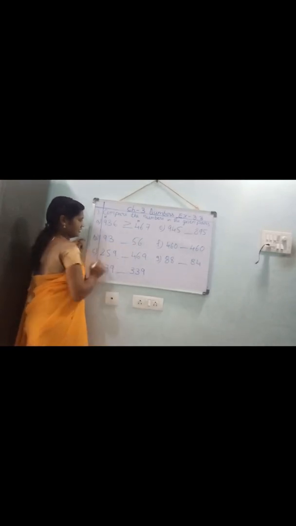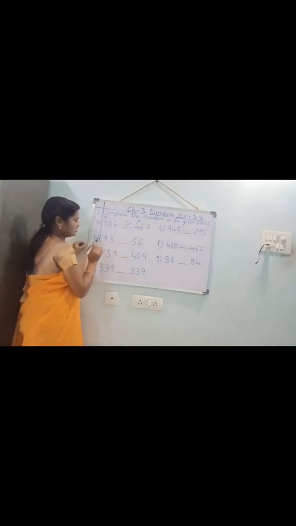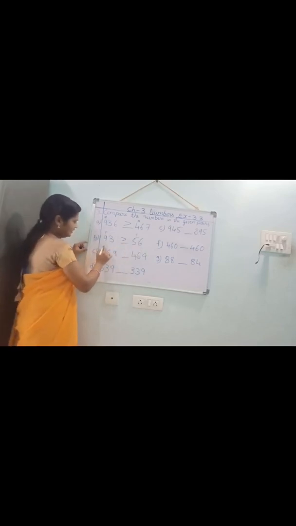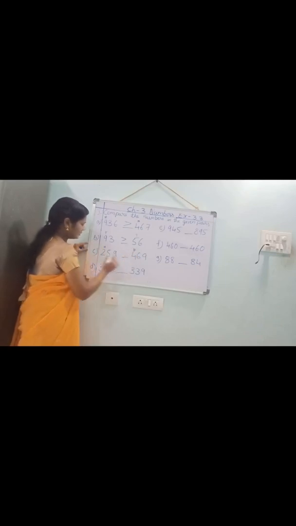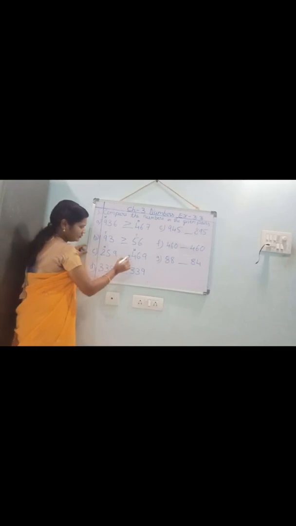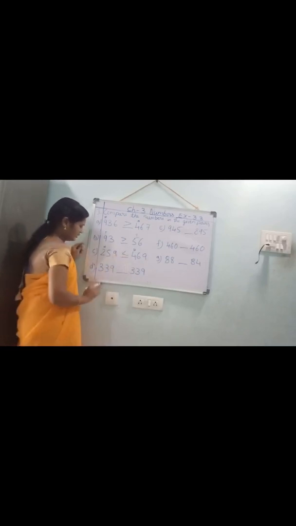See here, 93, 56. See, ones place, tens place. In the tens place, which number is greater? 9 is greater, 5 is greater, 9 is greater. Then 93 is greater than 56. See, hundreds place. 2 is greater or 4 is greater? 4 is greater. Then 259 is less than 469. Understood?